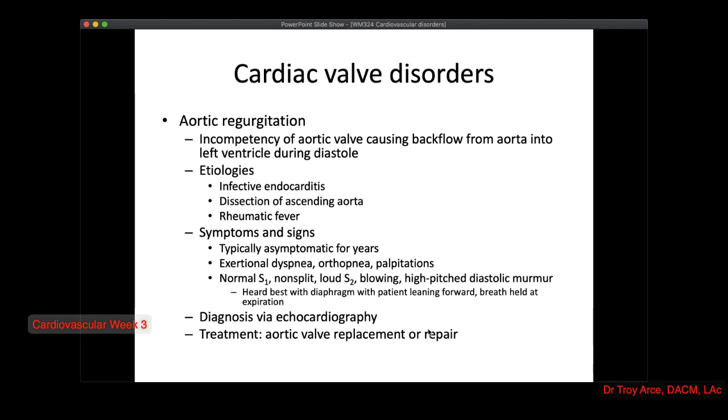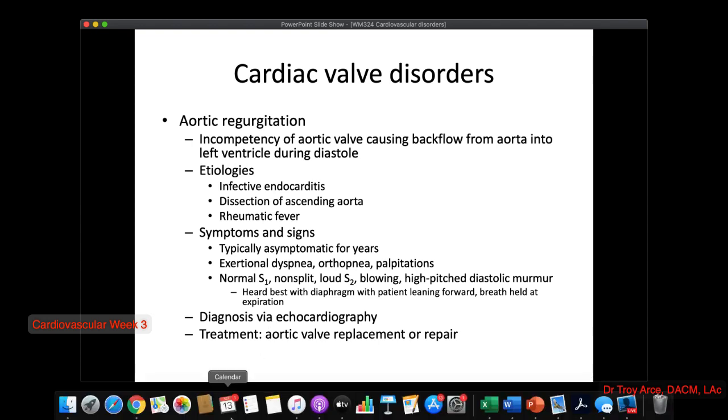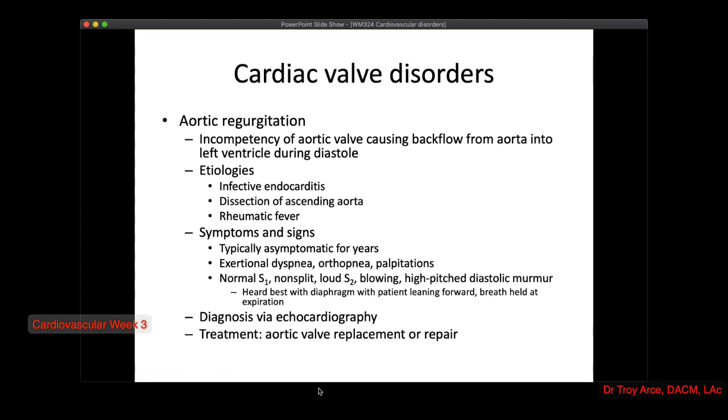So just as we have a lot of descriptions for how the pulse feels and how things sound, there's a lot of terminology involved with this. It's heard best with the diaphragm, with the patient leaning forward, and breath held at expiration. So what do we know about the S1? What do we know about the S1?